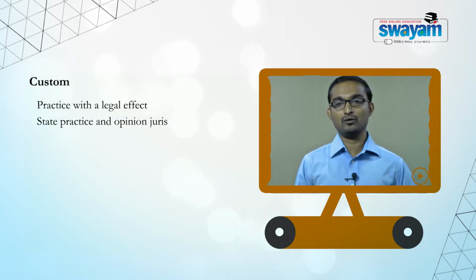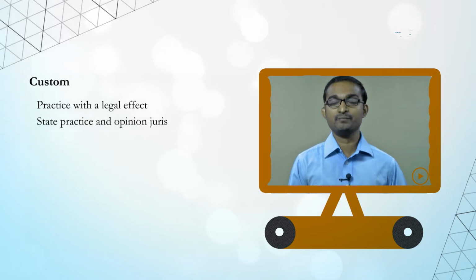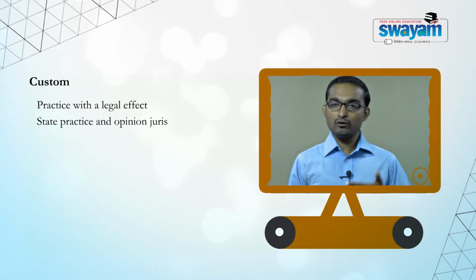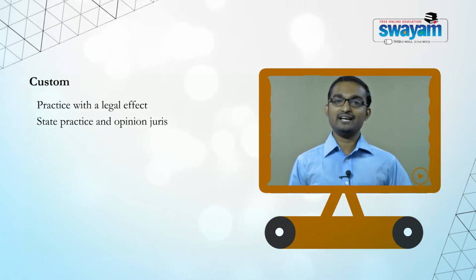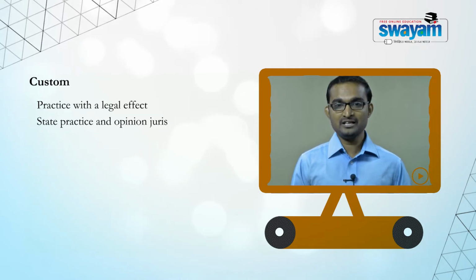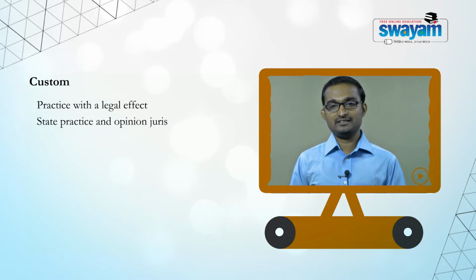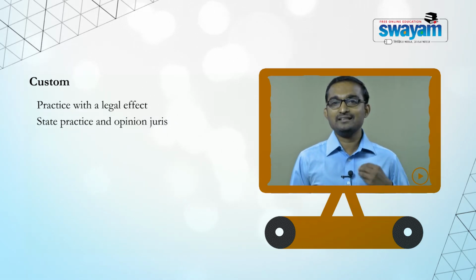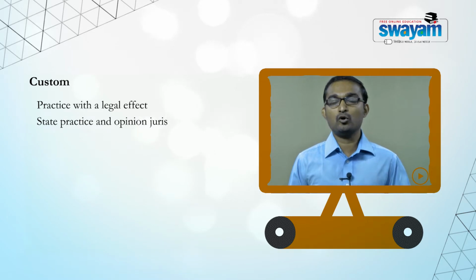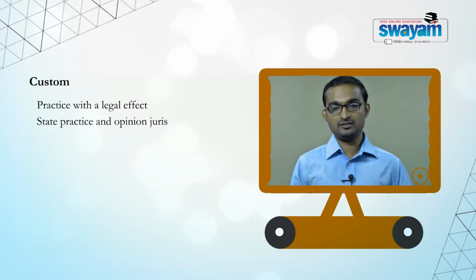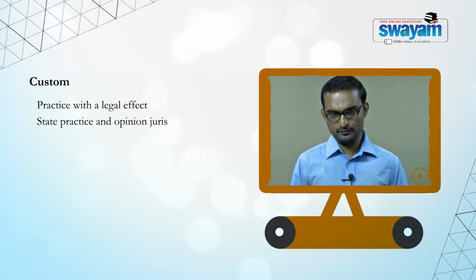Custom in international law or international environmental law is a practice followed by states, and when the states follow that practice, they think that they are legally obliged to follow it. So if both these elements are there, state practice and this element called opinio juris, that particular practice can be considered a customary practice, customary law, or customary rule.